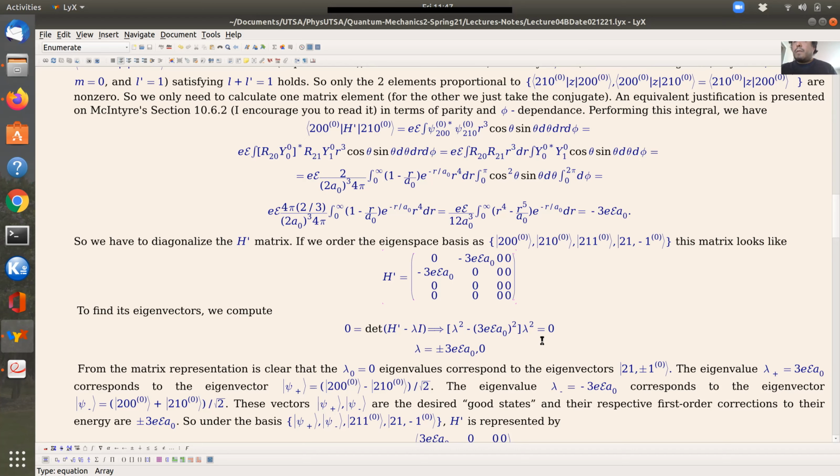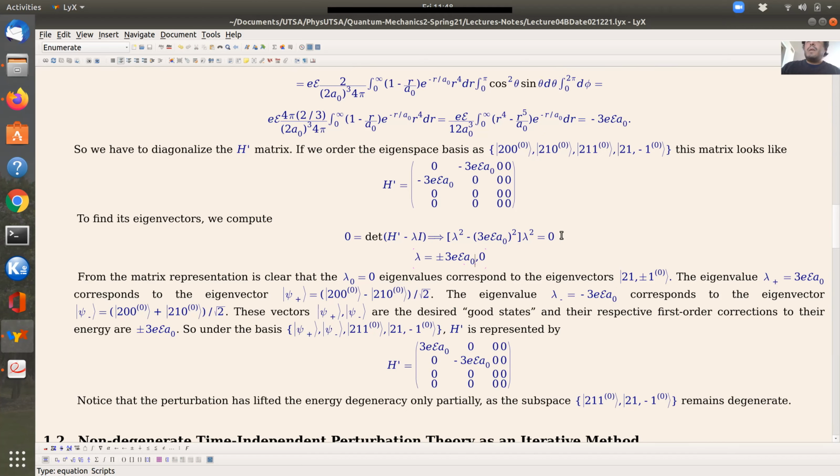And the solutions are quite evident, in the sense that this means that either lambda is equal to 0 or lambda is plus minus this value. And so this actually gives a nice understanding of what's happening because, well, what are the lambda equal to 0 eigenvalues? What are they related to?